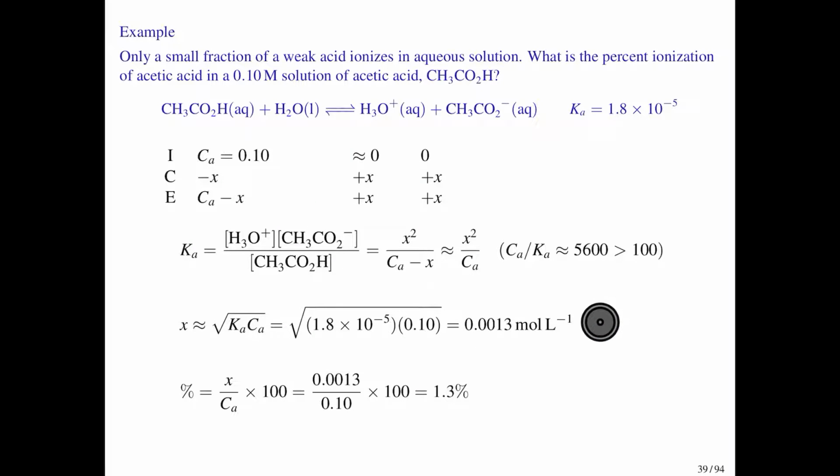And then we take that value of x, we plug it into our percent ionization formula that we looked at in the previous video, and that gives us a percent ionization of about 1.3%. So 1.3% of the acetic acid is in its ionized form.